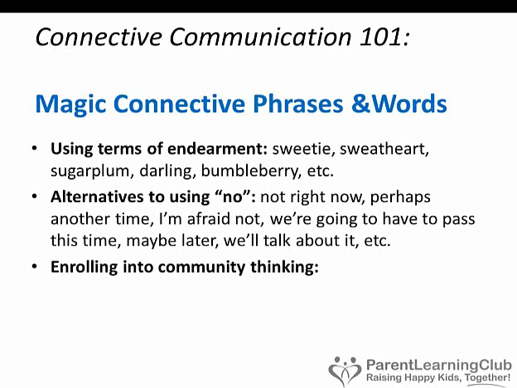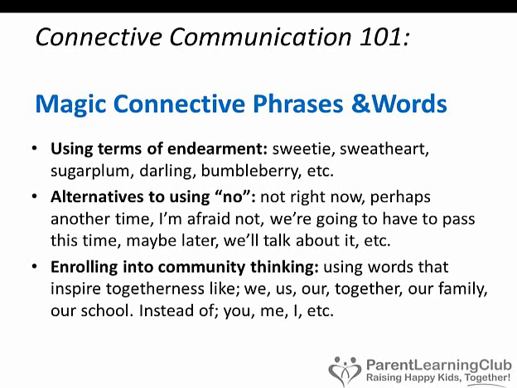Another way you can speak to your child is by enrolling them into community thinking. To do this, we use words such as we, us, our, together, and this inspires a sense of togetherness. Rather than using words like you, me, I, we talk about us and we. So when it's time to go to bed or to do such a thing, we can explain to our child that that's how we do things, that we work together so that we can get everything done, and that we can enjoy a nice evening together and have time to read a nice book, and get up in the morning and we'll all be nicely rested.